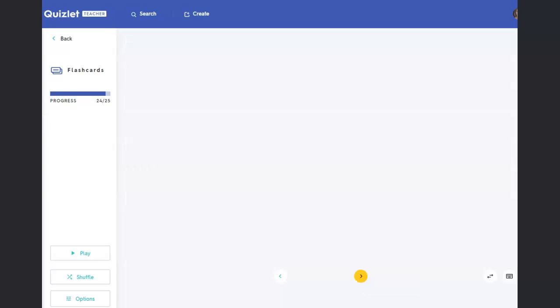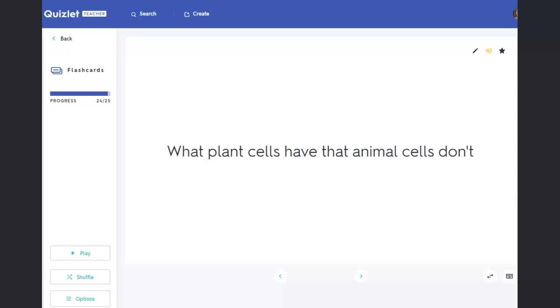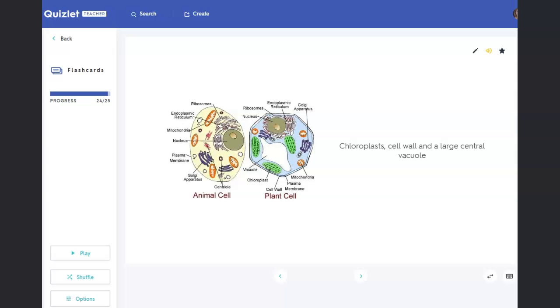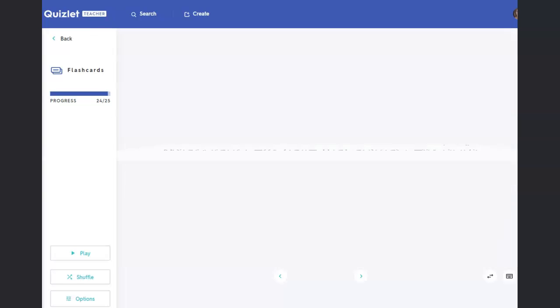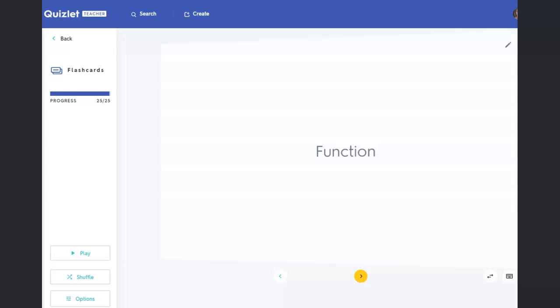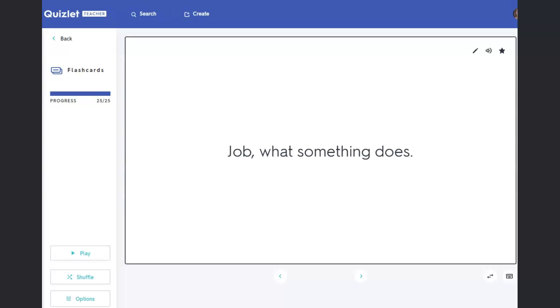What plant cells have that animal cells don't? Chloroplasts, cell wall and a large central vacuole. Function. Job. What something does.